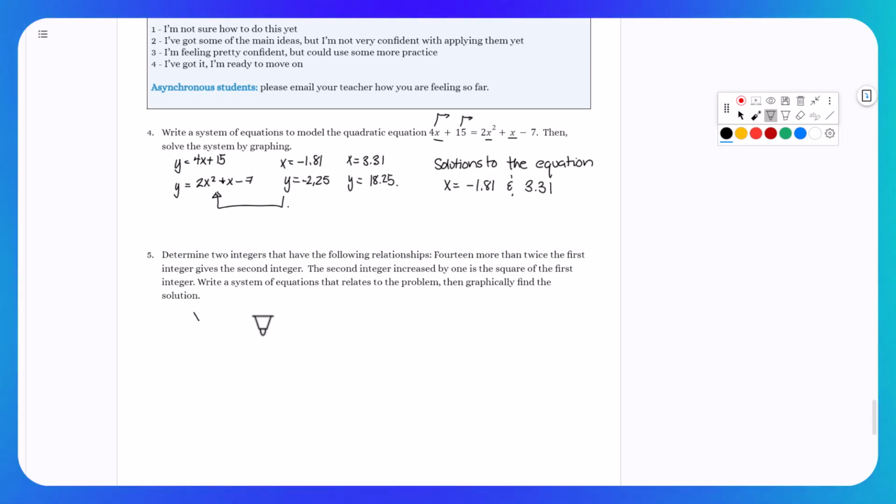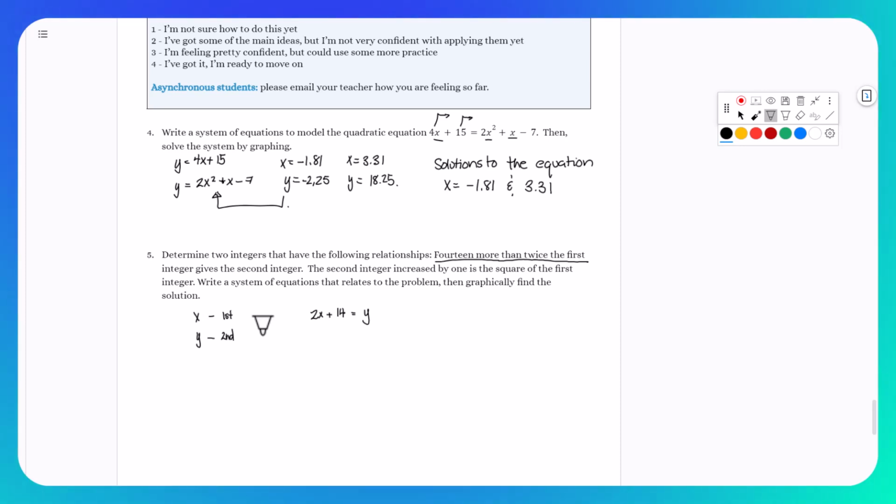Well, the first thing we have to do is identify two integers, one being the first and the other being the second. And now we're going to make some math statements given what we've been told. 14 more than twice the first. Well, twice the first is 2x, and if we have 14 more, that's add 14, and that equals y.